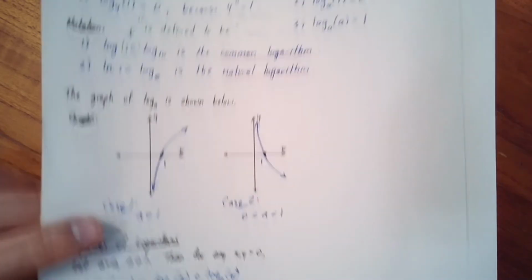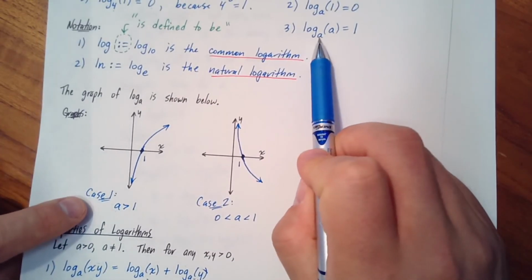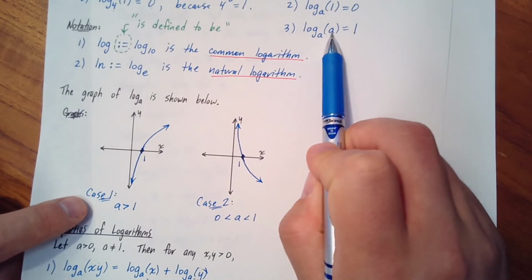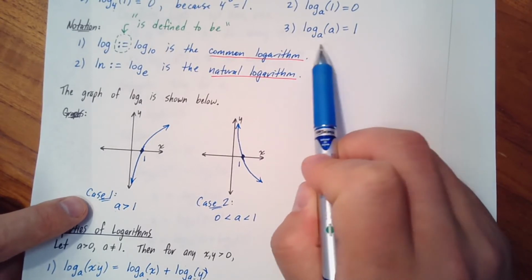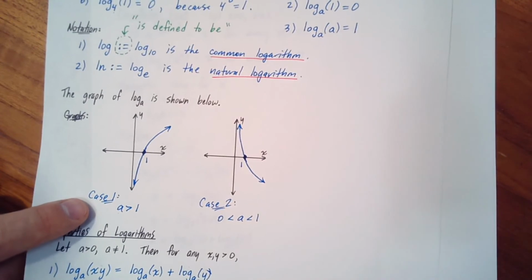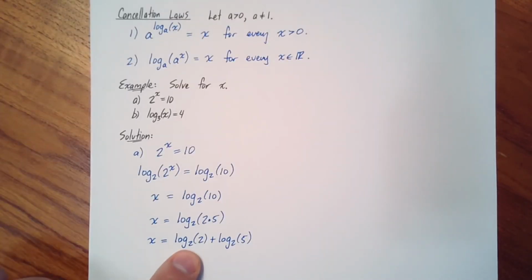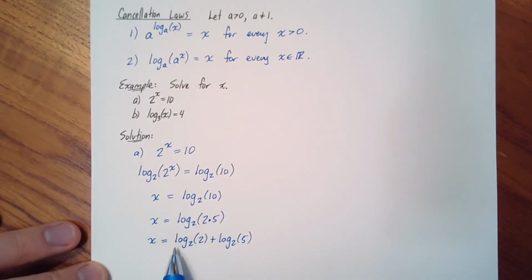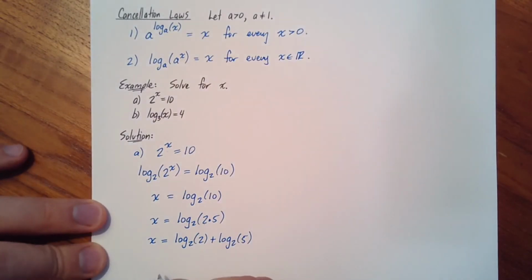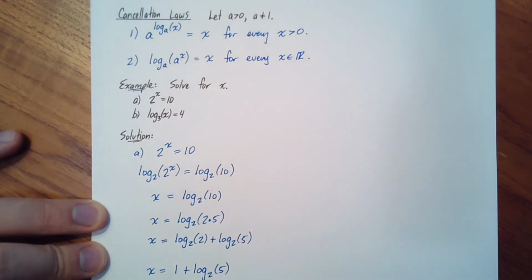Remember we said that if you take the base of a log and you plug that base directly into the log, you always get 1. So if the base and the argument match up, you're going to just get 1 every time. And that's what we have on this first log. Log base 2 of 2, this is equal to 1. So finally, you're going to get x is equal to 1 plus log base 2 of 5.